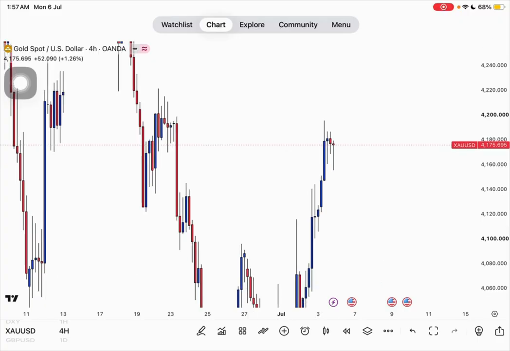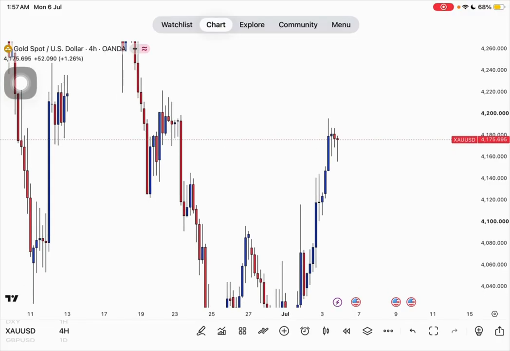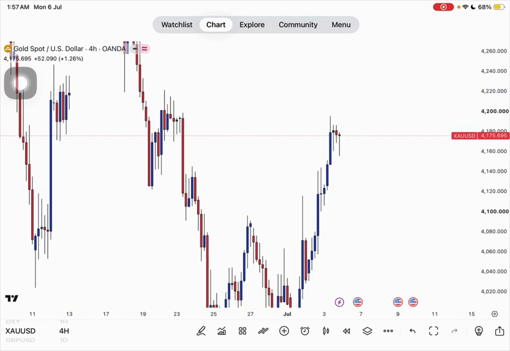First things first, this is the gold pair on the H4 time frame. I will start marking the zone from the H4. From the H4, I will find the nearest support and resistance level. If you can see, we have the nearest resistance level on the H4.